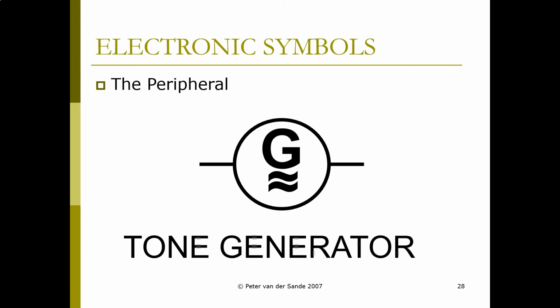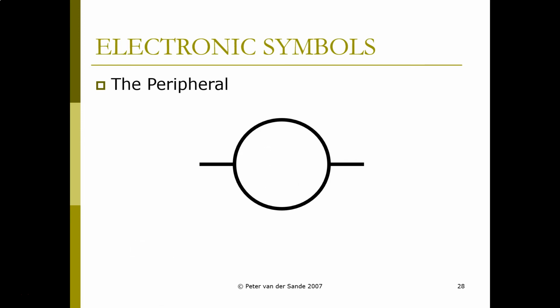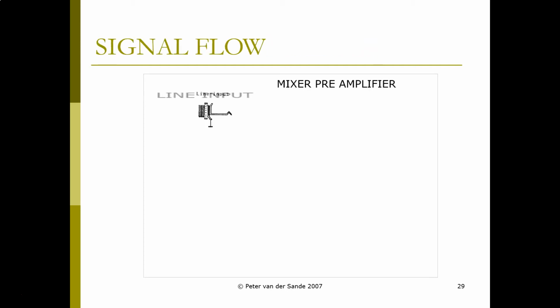And a tone generator, for example, your 1 kilohertz, or even maybe a noise generator, will have some sort of symbol inside of the circle to indicate what it is. And now we're going to put all of these little diagrams together, and we're going to look at the mixer that we looked at in the previous video.